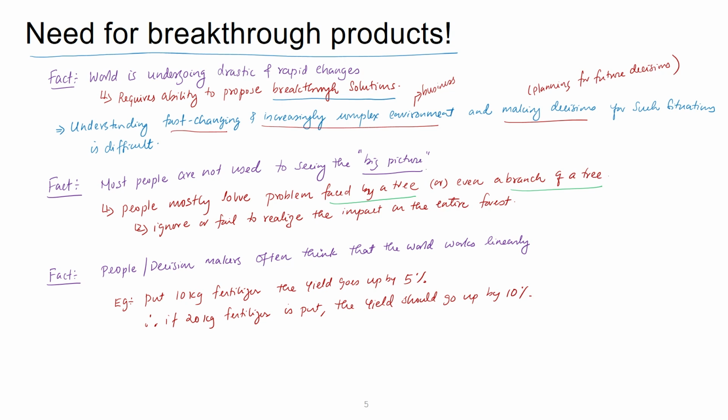The biggest thing is, this is not true. That is something that people should understand, because it is not linear. The world rarely works linearly in this fashion. So, because you have a drastic and rapidly changing world, to adjust to the changes you need fast breakthrough solutions, and hence in a complex business environment, it is very difficult to plan for future decisions. And why is it difficult? Because people are mostly not used to seeing the big picture, and people who make decisions think in a linear fashion.